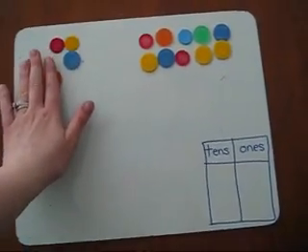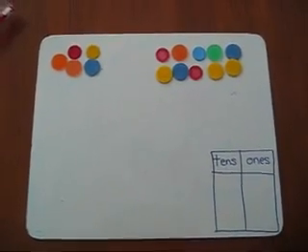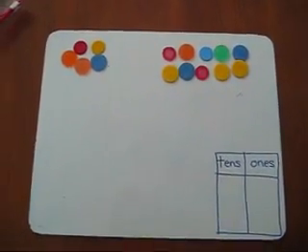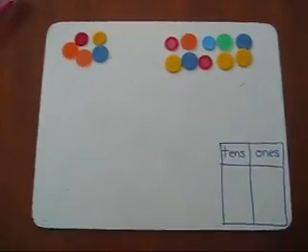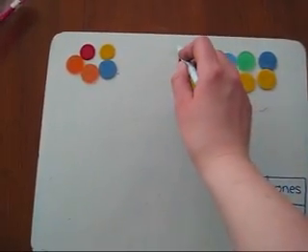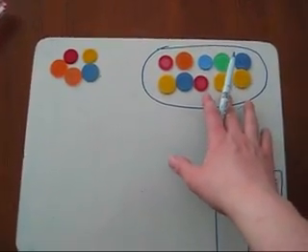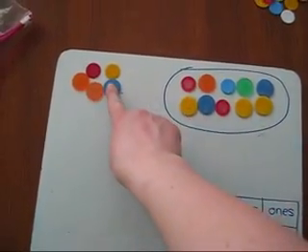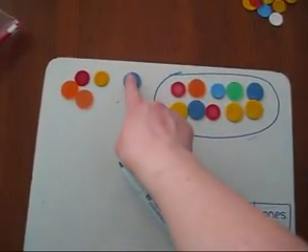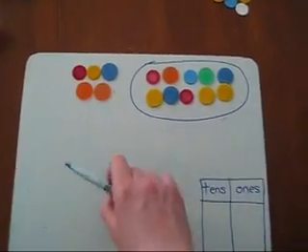And these counters over here, we're going to call them our extra pieces. So we do not have enough in this group to make another group of 10. So first we're going to circle our group of 10. So we have 10, and then we're going to count these ones by ones. This would be 10, 11, 12, 13, 14, 15.